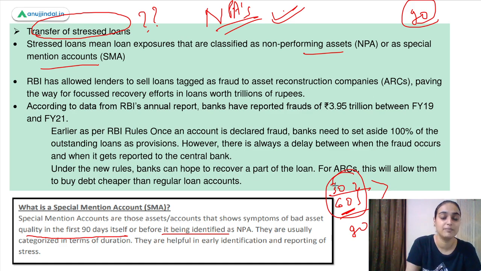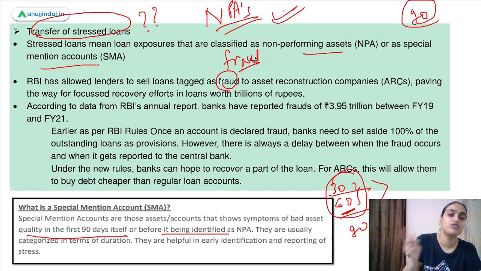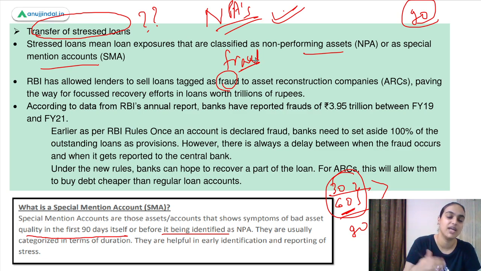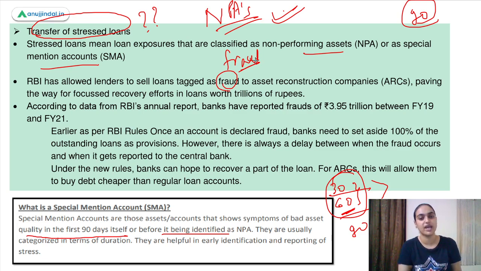Now what change RBI has come up with. Now there are some loans which are tagged as fraud. तो कुछ loans हैं जिन्हें fraud की category में रख दिया जाता है. अब जो fraud वाले loans होते थे ना, उसके against banks को 100% provision create करना होता था, और वो fraud वाले loans आप asset reconstruction companies को recover करने के लिए नहीं दे सकते थे. ये existing rule था. अब क्या है, अब RBI ने allow कर दिया है कि जो fraud वाले loans भी हैं ना, वो भी आप asset reconstruction companies को sell कर सकते हो और वो आपकी recovery में help करेंगे.